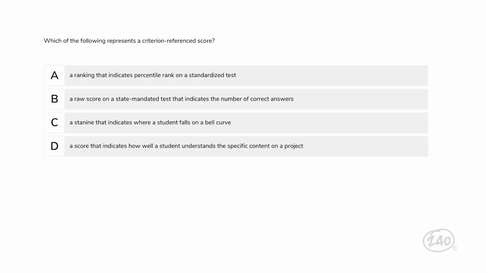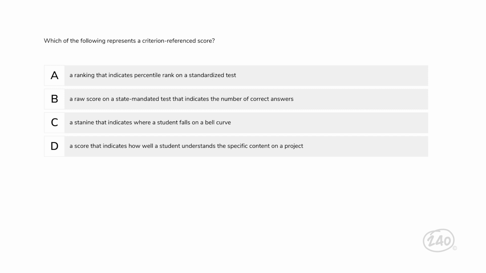Which of the following represents a criterion referenced score? A, a ranking that indicates percentile rank on a standardized test. B, a raw score on a state-mandated test that indicates the number of correct answers. C, a stanine that indicates where a student falls on a bell curve. Or D, a score that indicates how well a student understands the specific content on a project.